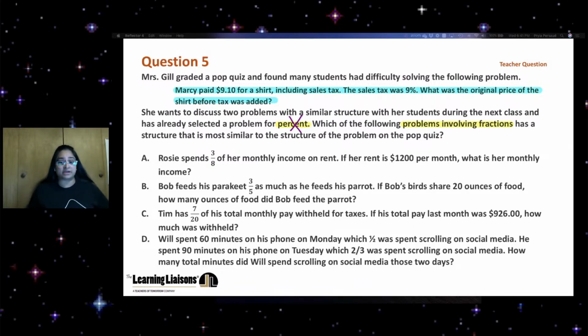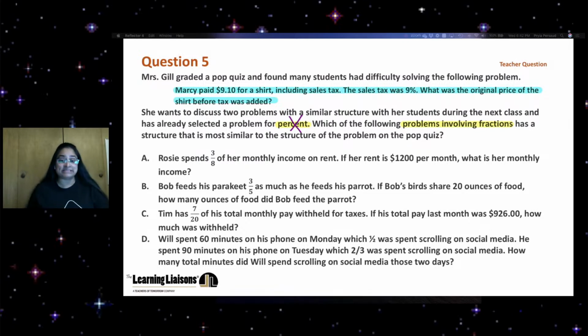Bob feeds his parakeet 3/5 as much as he feeds his parrot. If Bob's birds share 20 ounces of food, how many ounces of food did Bob feed the parrot? Tom has 7/20 of his total monthly pay withheld for taxes. If his total pay last month was $926, how much was withheld?